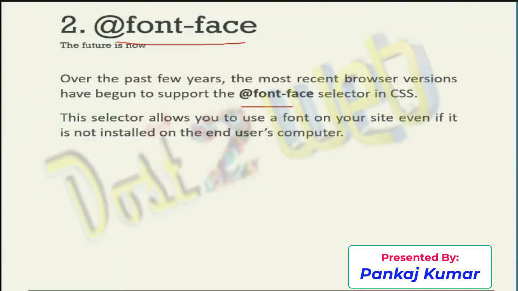And this selector will allow you to use a font on your site, even if it is not installed. Previously, what we have seen, when we are defining the font family, if the first one is not there, the second is not there, the third is not there, the fourth. But what will happen if a fifth option is there? We cannot keep changing from the user point of view. That means you are going to use the font face. So when you use it, even if the font is not there on the user computer, automatically it will take from this selector.